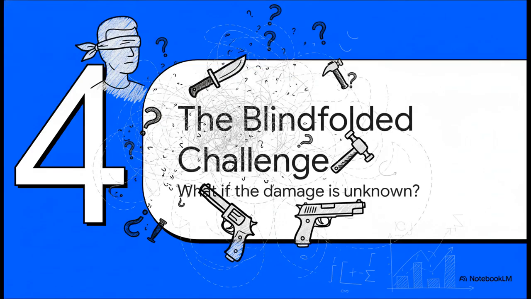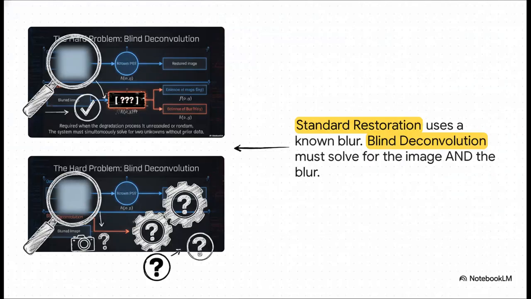Okay, but what if we show up to the crime scene and we have no idea what happened? No clues, no weapon, nothing. This is what we call the blindfolded challenge of image restoration, when the degradation process itself is a complete mystery. Just look at the difference here. In a standard case, we know the blur function. We know what we're trying to undo.